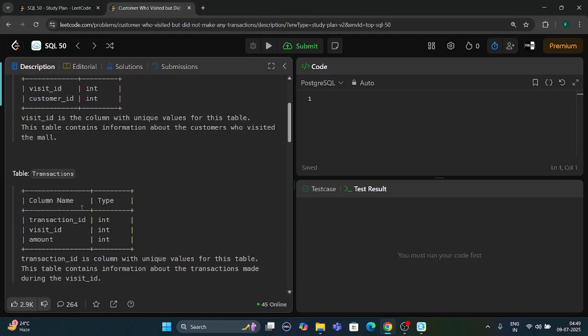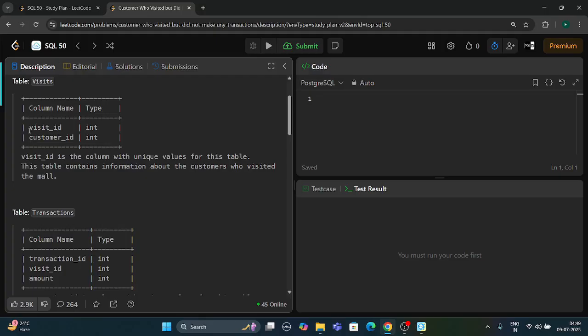Now, if you observe these two tables, we can clearly make out that the visit ID here is the primary key, and this visit ID is a foreign key. So this is a reference. The column in the transactions table is a reference to the visit ID column in the visits table. I hope that is clear because we have discussed this in the previous videos, and this is one of the most fundamental concepts that a beginner should understand really well, because joins is one of the most important topics when it comes to SQL.